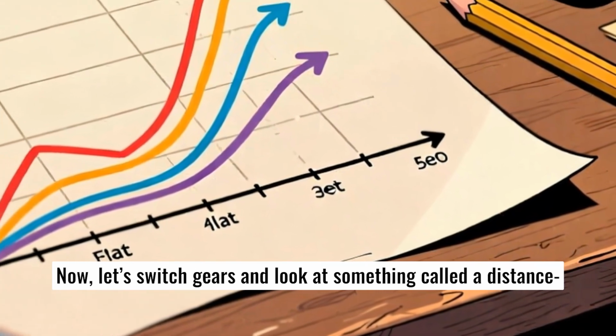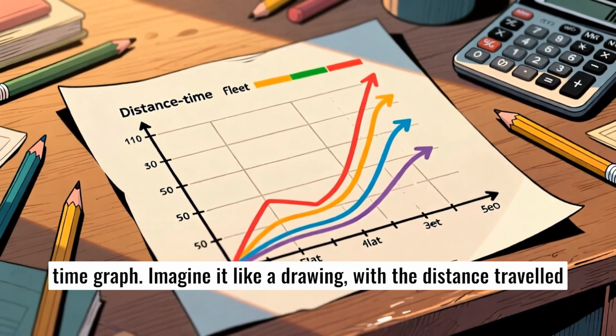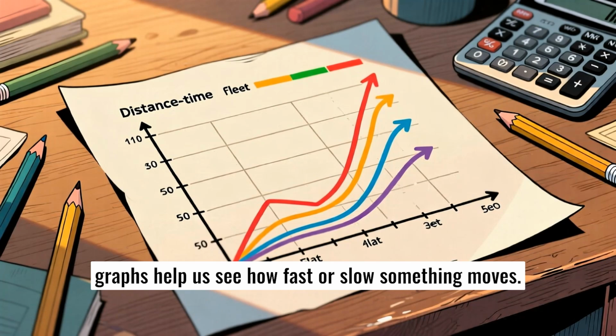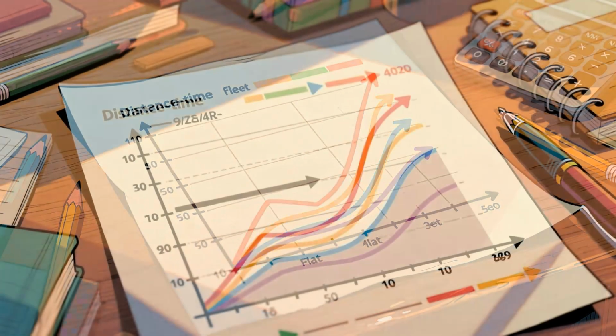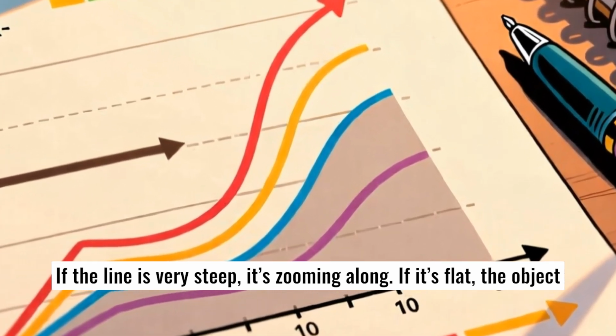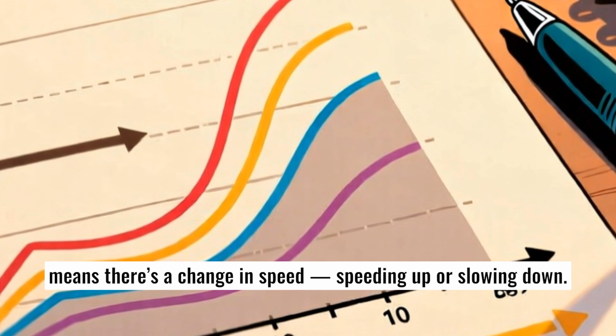Now, let's switch gears and look at something called a distance-time graph. Imagine it like a drawing, with the distance traveled shown up the side and time flowing along the bottom. These graphs help us see how fast or slow something moves. If the line is very steep, it's zooming along. If it's flat, the object stopped, like our cyclist catching a break. If the line curves, it means there's a change in speed, speeding up or slowing down.